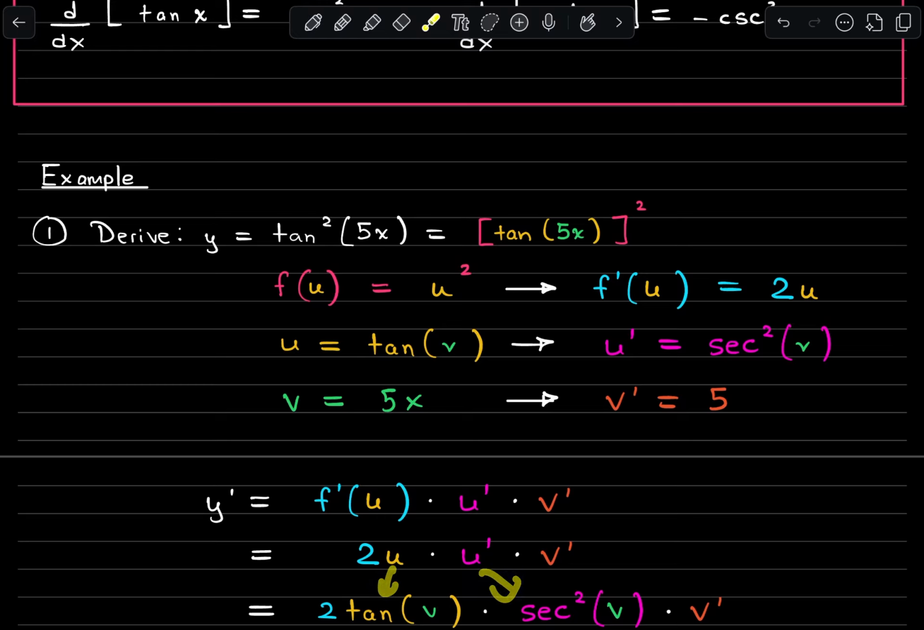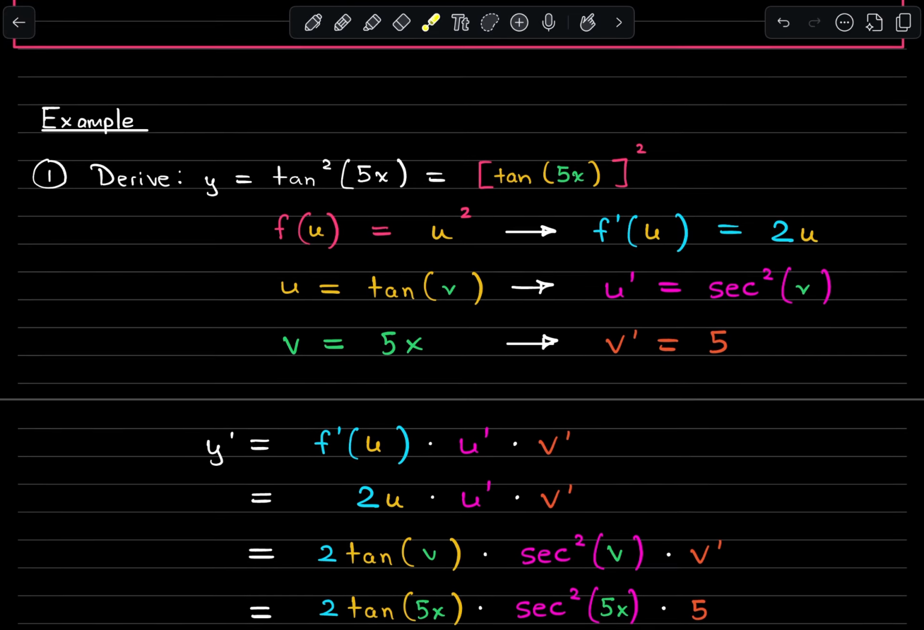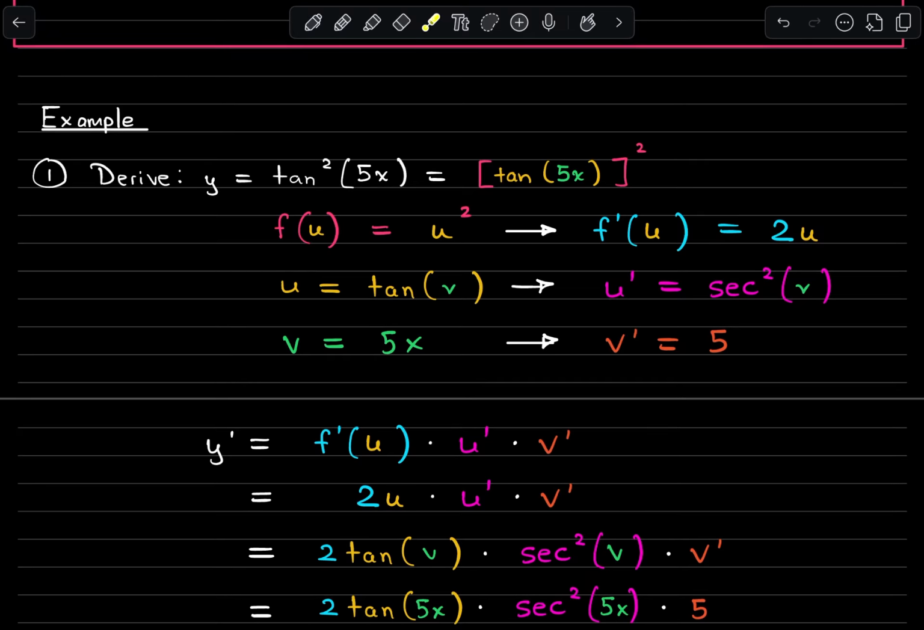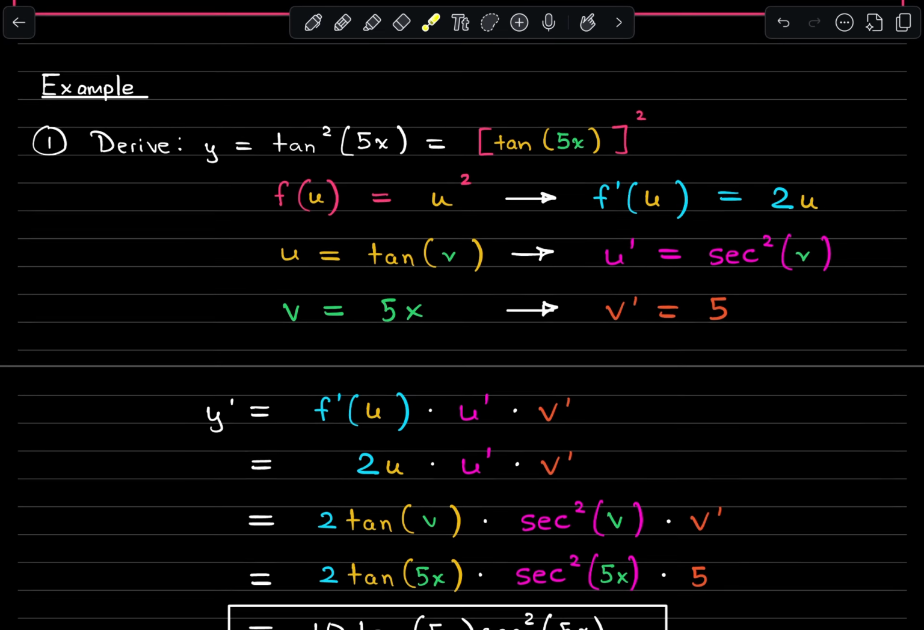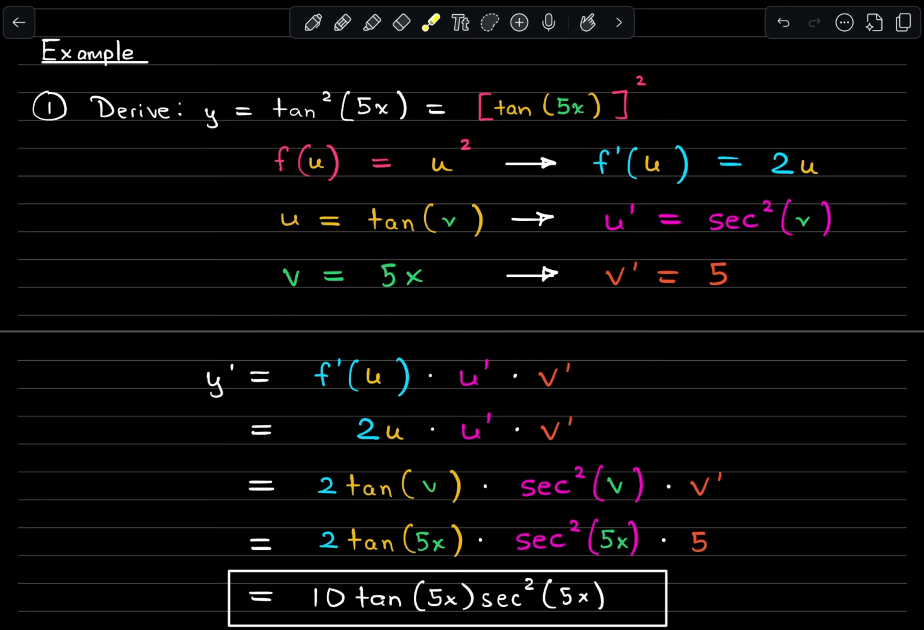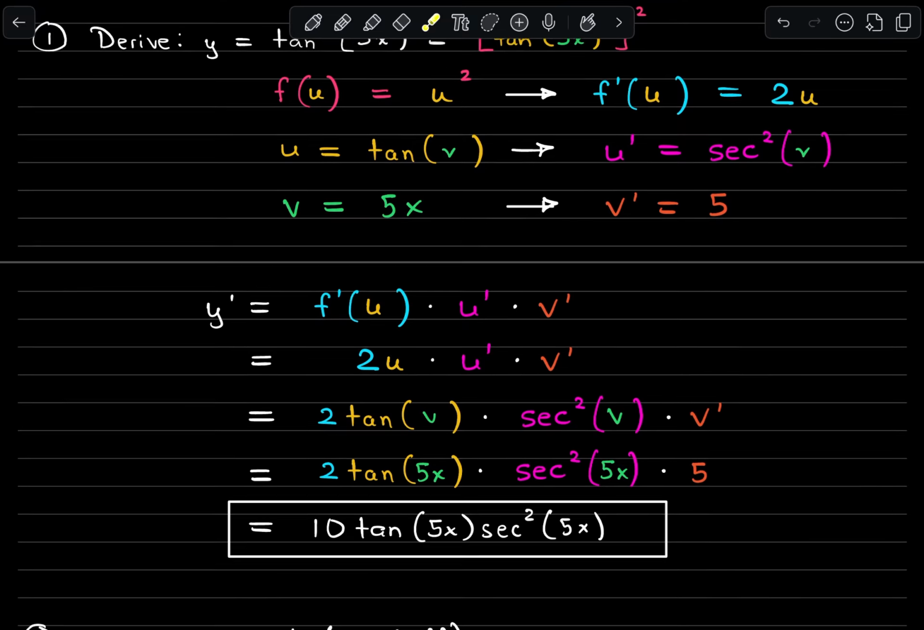Now let's put everything into terms of v. 2 tangent v times secant squared v times v prime. And finally, put everything into terms of x. We're going to get 2 tangent 5x times secant squared 5x times 5. We just clean that up a little bit. Combine like terms. We're going to get 10 tangent 5x times secant squared 5x. Okay, so these trigonometric derivatives integrate perfectly nicely with the rest of our rules.